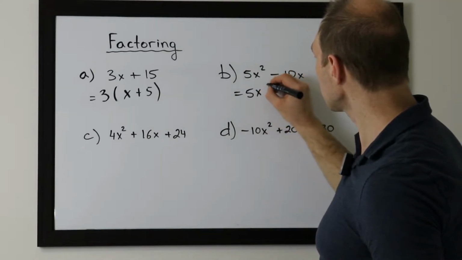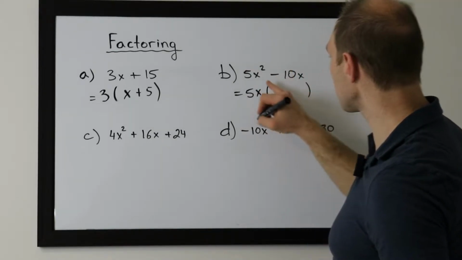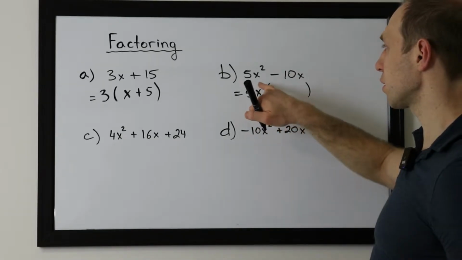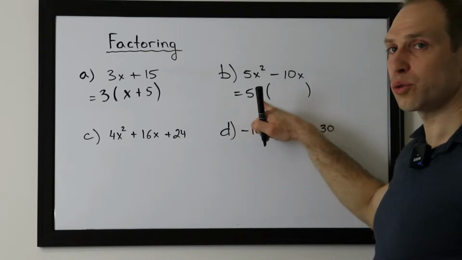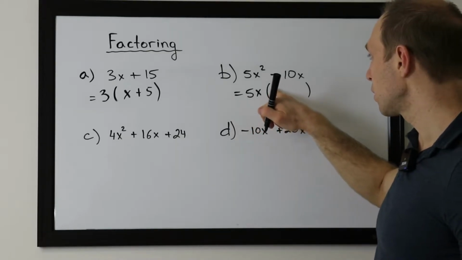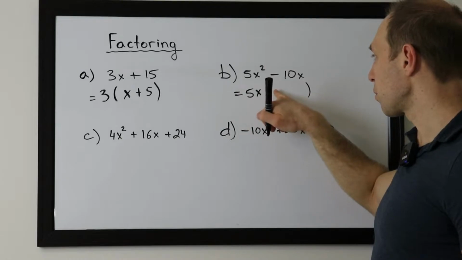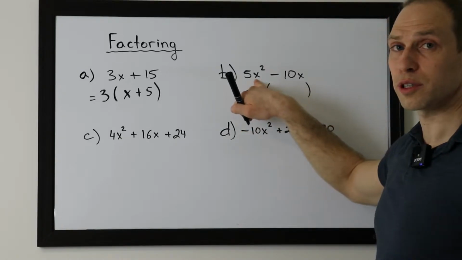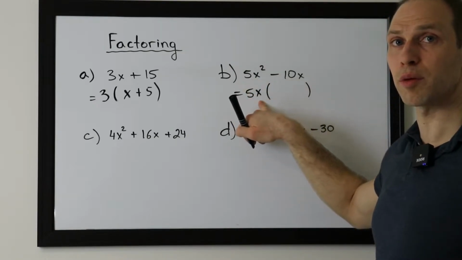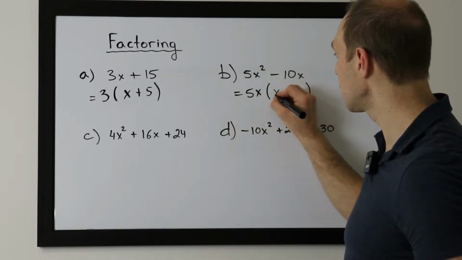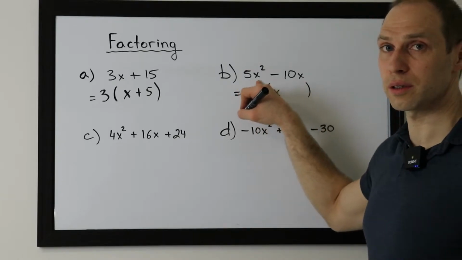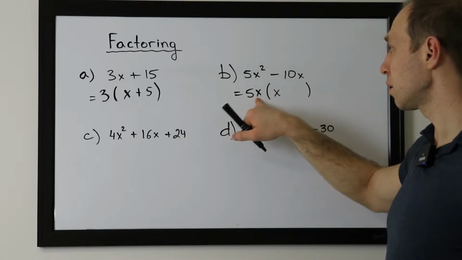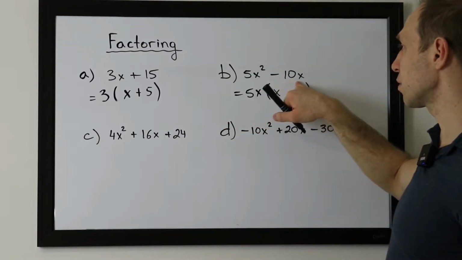When you take out x, you can write an expression inside the brackets, but the way to write it is you have to kind of do a backwards check. You have to ask yourself, what would I multiply this by in order to get this expression? So 5x would have to be multiplied by x in order to get 5x squared. Also similarly, what do I need to multiply this by in order to get negative 10x?